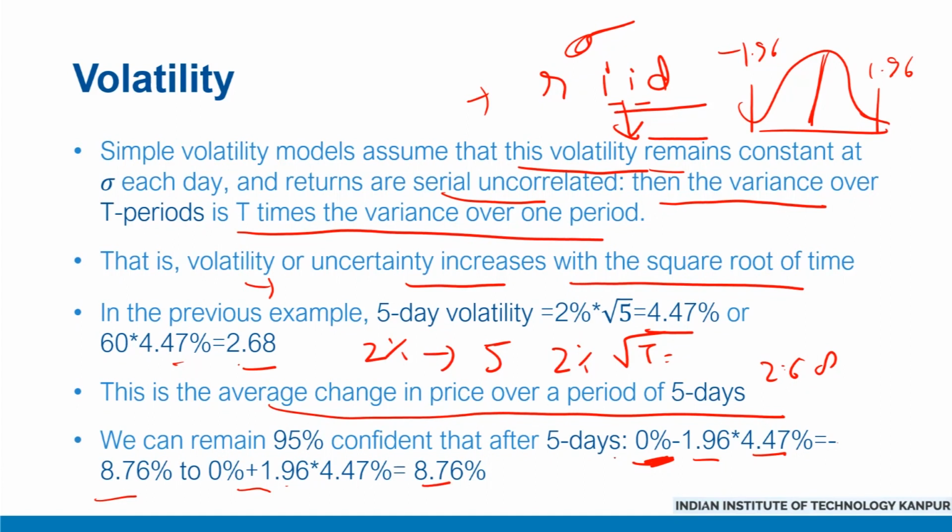Earlier it was minus. Now if I want to know the movement in price rather than return, the lower level will simply be 60 times 1 minus 8.76%, and the upper level would be 60 times 1 plus 8.76%. This would be my price band over a 5-day period, with an expected up and down movement in return of 8.76% at a 95% confidence level.